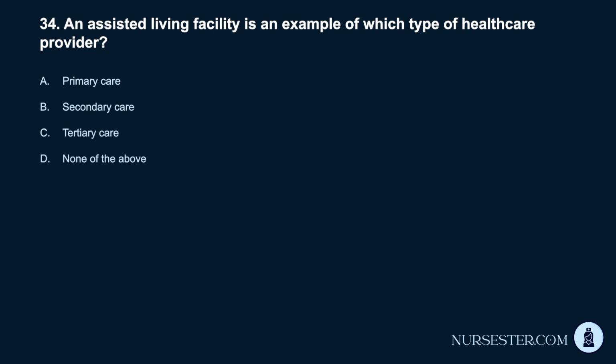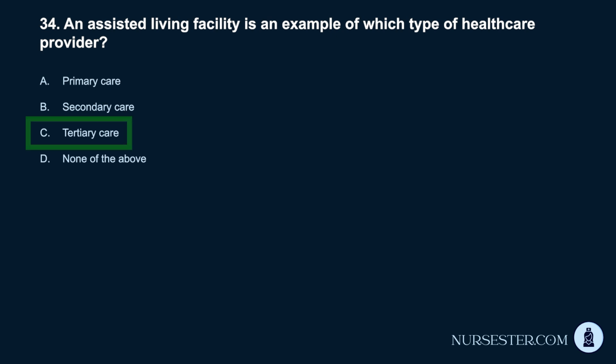34. An assisted living facility is an example of which type of healthcare provider? A. Primary care. B. Secondary care. C. Tertiary care. D. None of the above.